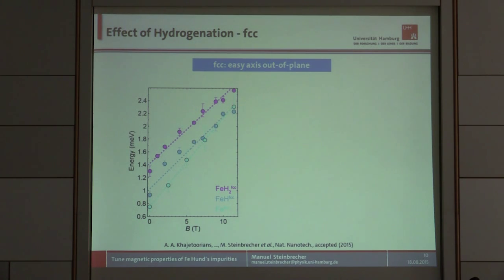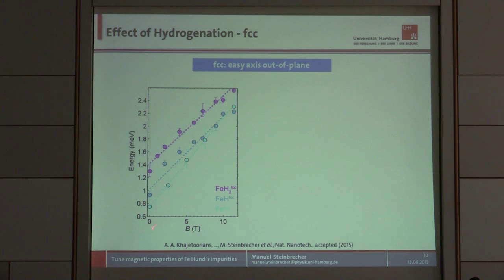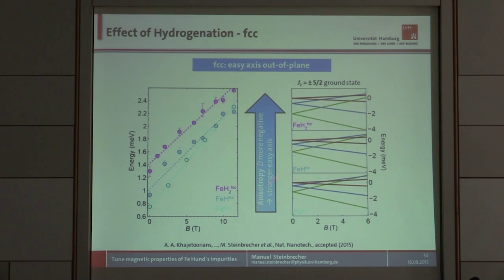And we performed then measurements for the species in a magnetic field and plot the spin excitation energy you see here versus the magnetic field. So basically this gives you a hint of the anisotropy, and you see for the FCC case our magnetic field is aligned perpendicular to the surface, that we have just a linear Zeeman splitting for all the 3 iron and iron hydrogen species. And this means that the anisotropy constant D is becoming more negative in value, so we have a stronger easy axis here, and the states get separated even more, and we have a ground state of Jz plus minus 5/2.